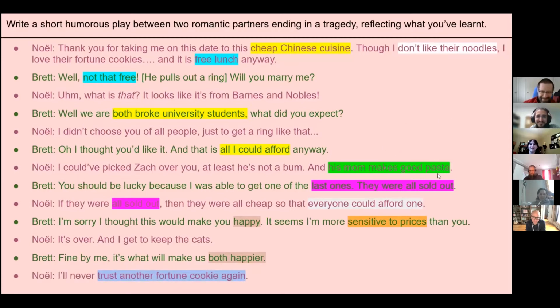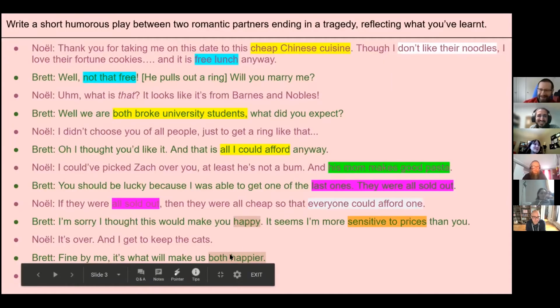Oh, and I lost my script. I lost my script. What's the last line? I'll never trust another fortune cookie. What does it say? I'll never trust another fortune cookie again. Oh, that's cute. Yeah. All right.